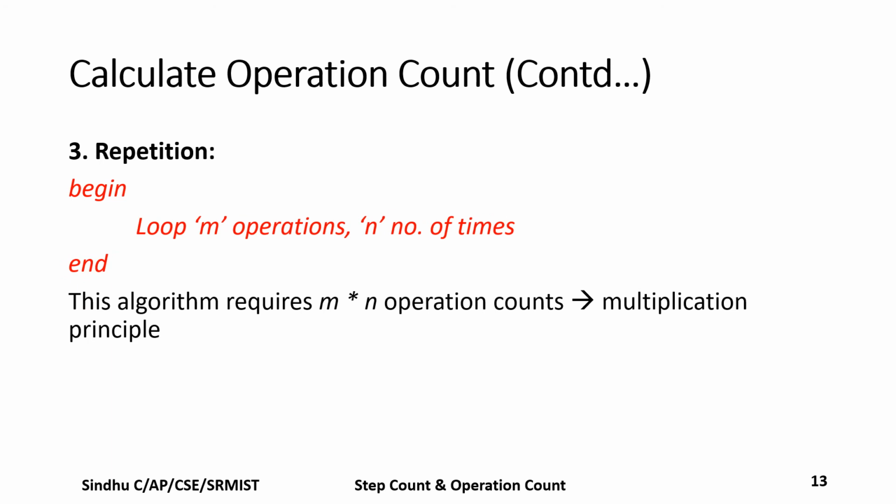And the third one is repetition. Repetition, as the name says, is going to involve looping. So here the statement is: loop m operations n number of times. If this is the scenario, then this algorithm requires m into n operation counts. So here the multiplication principle will be applicable.